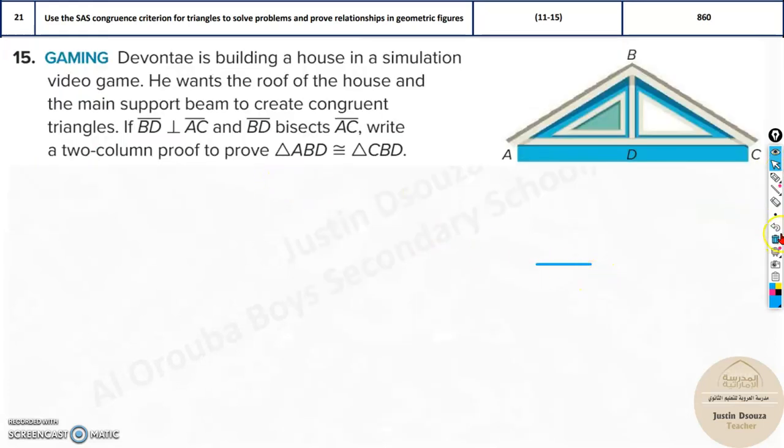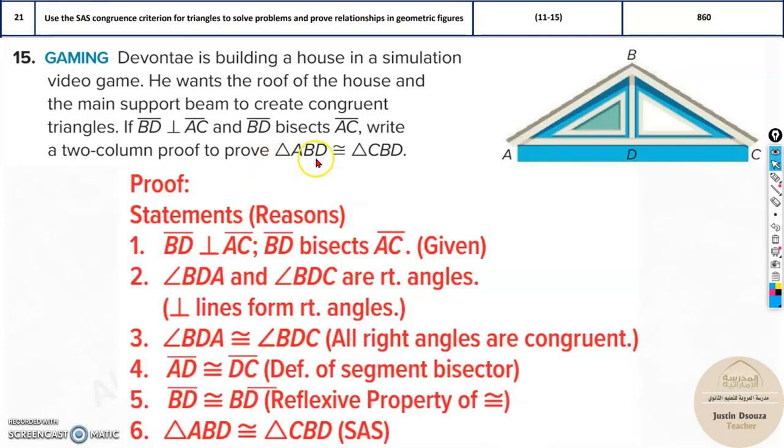And similarly over here as well, they have given a lot of stuff. Make a 2-column proof. Here, see now one more thing. If they tell bisection, see BD is bisecting AC. Bisection means it is cutting into two equal parts. Over here you can see BD is bisecting, right?